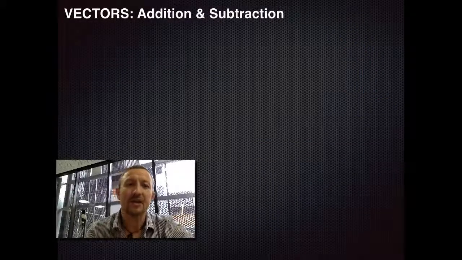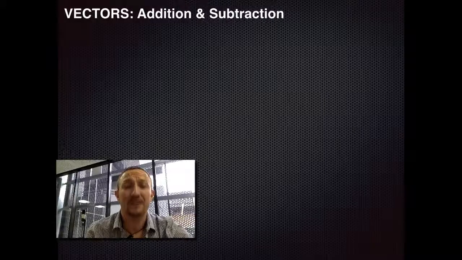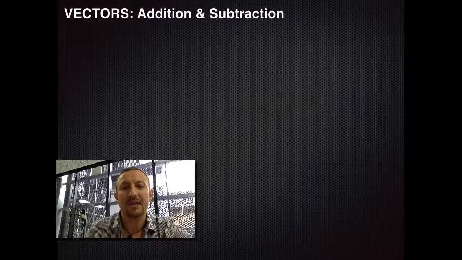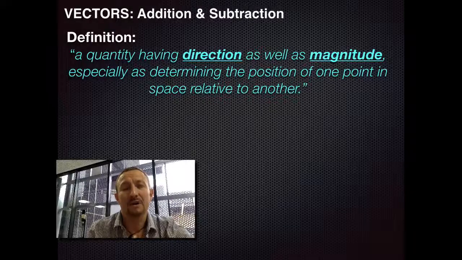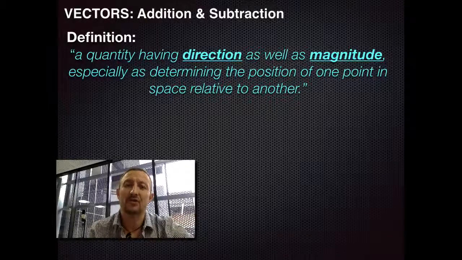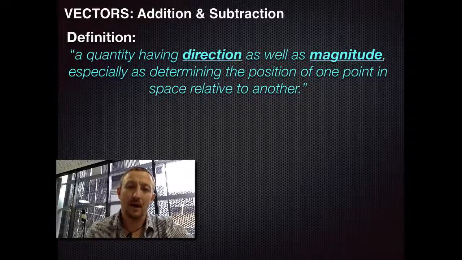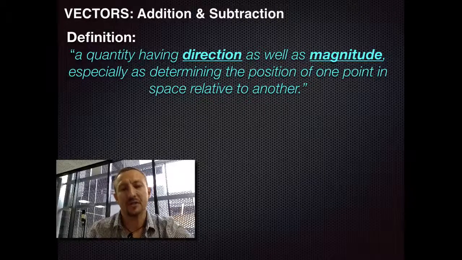Okay, so let's just start right at the very beginning and look at what the definition of a vector is. Now we saw in our previous videos right at the beginning of this course that a vector is a quantity that has direction as well as magnitude. And as a result, it's going to work out the position of one point in relation to another.